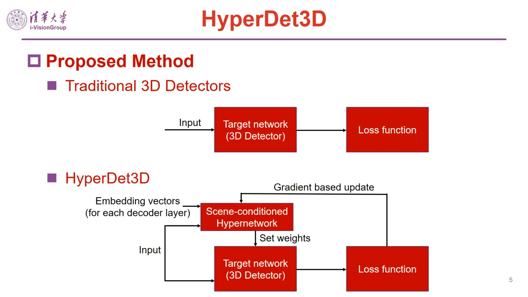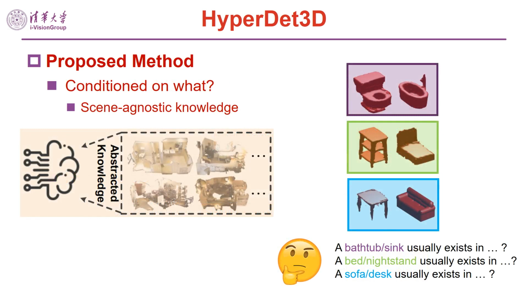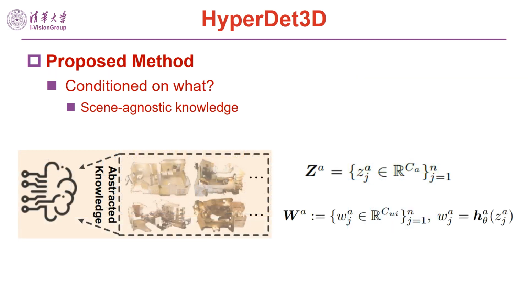Compared to the traditional 3D detectors, our HyperDet3D enables the object representation with scene prior by adopting a scene-conditioned hypernetwork, which sets weights for the decoder layers in the target 3D detector. One type of scene-conditioned knowledge HyperDet3D learns is the scene-agnostic knowledge. Such knowledge is generally shared by various scenes, such as the dependencies between objects and scenes, so it is called scene-agnostic knowledge. To learn scene-agnostic knowledge, we randomly initialize feature embeddings consumed by the MLP-based hypernetworks. At the training phase, the embeddings abstract all the training scenes and get updated during training iterations.